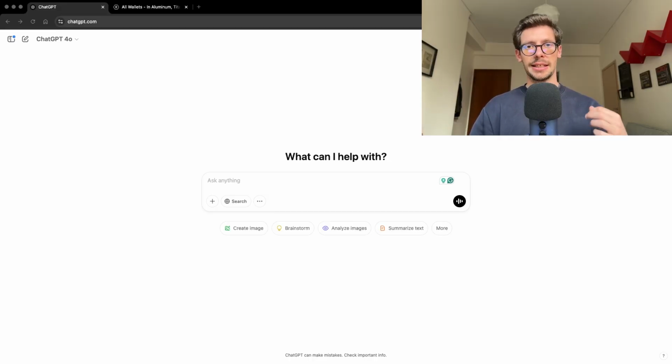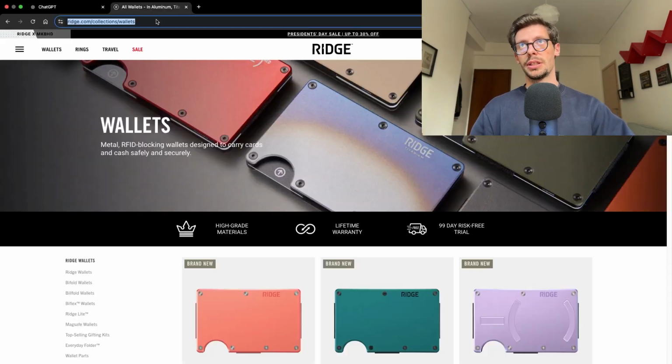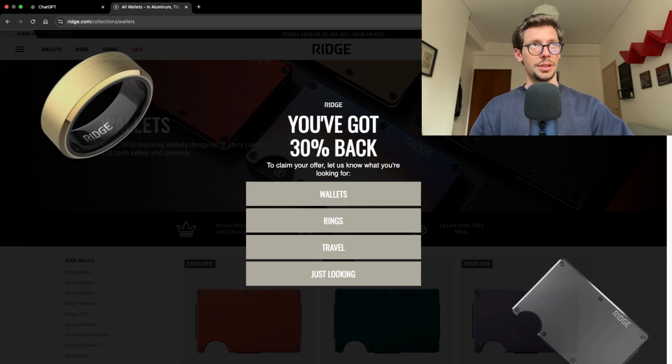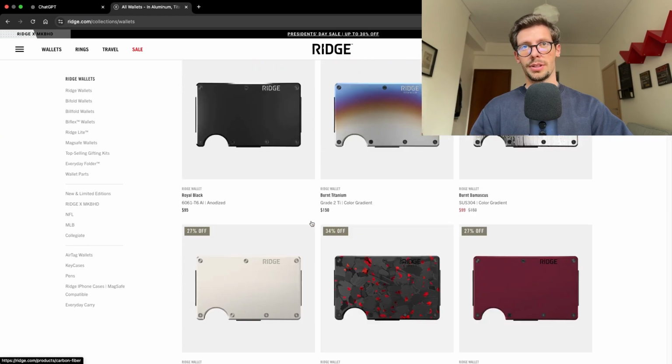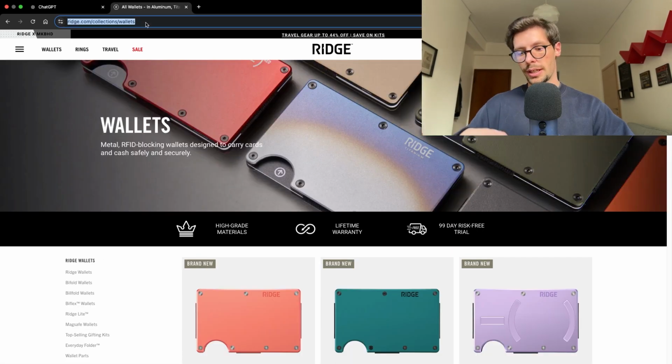So let's take the example of Rich Wallet and generate some high quality AI scripts for them. So the first thing you want to do is basically go to the product page or the product pages where you have all the products here, for example, this collection page. And you want to take this link because this is the link that ChatGPT will scrape.